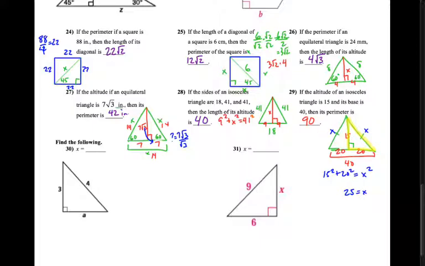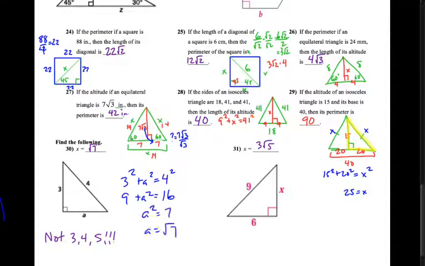Number 30. Right triangle, 3 squared plus a squared equals 4 squared. This is not a 3, 4, 5 triangle. To simplify that, we end up getting a equals square root 7. Number 31, same process. 6 squared plus x squared equals 9 squared. That's the square root of 45, which is 3 square root 5.